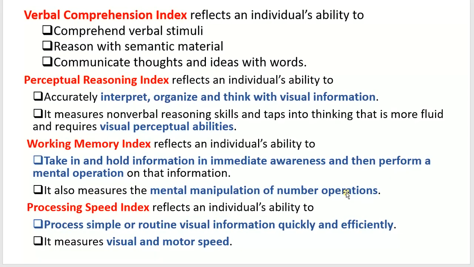Let us try to understand that this higher mental ability is represented in terms of four scales. What do they represent? Verbal comprehension index is considered to reflect the individual's ability to comprehend verbal stimuli, reason with semantic material, the materials that have some meaning, semantics, and communicate one's thoughts and ideas with words. So such abilities are combined together in one cognitive ability that is called verbal comprehension.